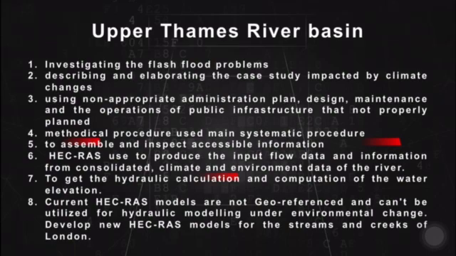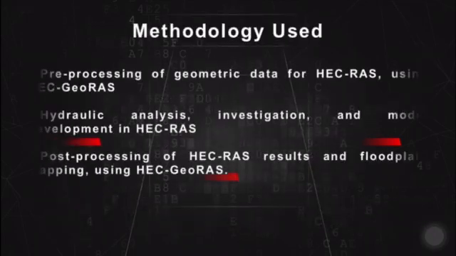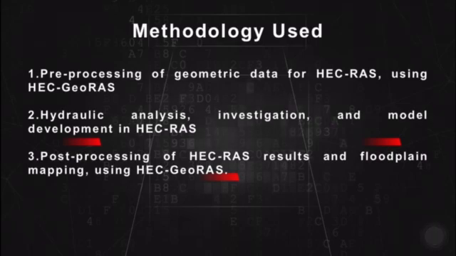I will present about the literature review. We are using a case study example called Upper Thames River Basin. This study shows the investigation of the flash flood problem and describes the case study which is impacted by climate change. The methodology used in this case study is pre-processing of geometric data for HEC-RAS, hydraulic analysis and model development in HEC-RAS, and the post-processing of HEC-RAS results and floodplain mapping using HEC-RAS.